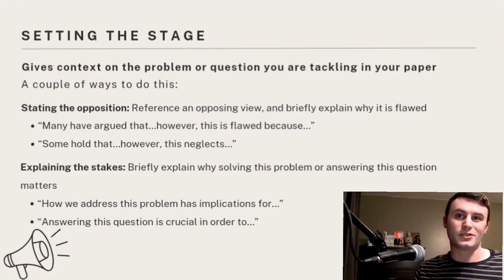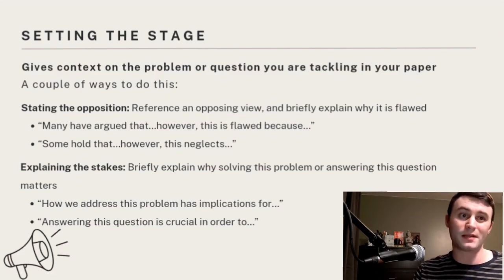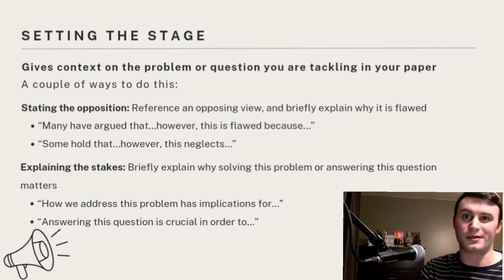Next thing your introduction needs to do is set the stage. Setting the stage refers to giving context to the problem or question that you're addressing in your paper. And this can be accomplished in a couple of ways. You can set the stage by stating the opposition, which is to say, reference a popular opposing view and briefly explain why it is flawed. For example, you could say something like, many have argued that, however, this is problematic because. Or alternatively, you could say something like, some hold that blank, however, this neglects some aspect or another that you think is important.